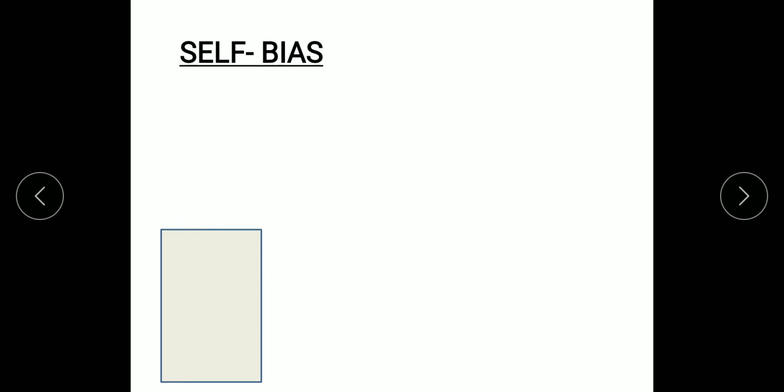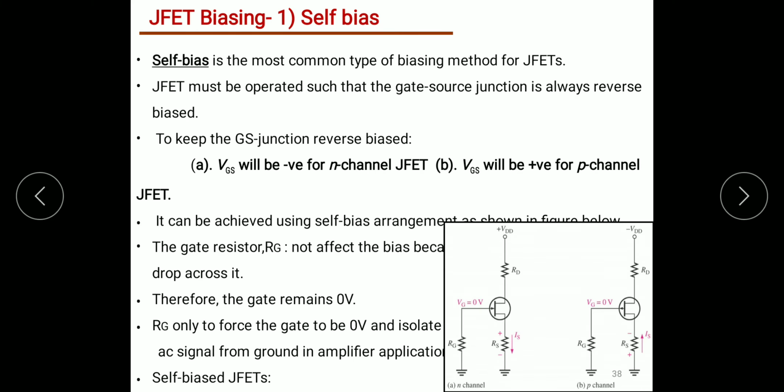So let's start with JFET biasing. The first type of biasing is self bias. See here in the diagram, we have connected one resistor to the drain terminal, one resistor to the gate terminal, and one resistor to the source terminal. Self bias is the more common type of biasing method. A JFET must be operated such that the gate to source junction is always reverse biased. To keep GS reverse biased, VGS will be negative for N channel and for P channel it will be positive. So we need to have VGG negative for N channel. It can be achieved by using a self bias arrangement.